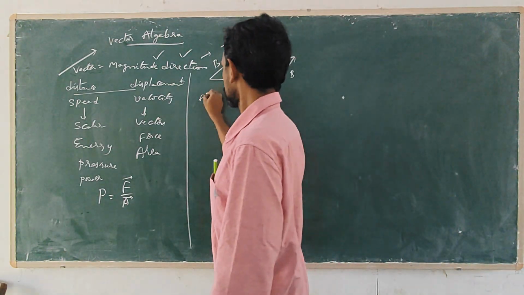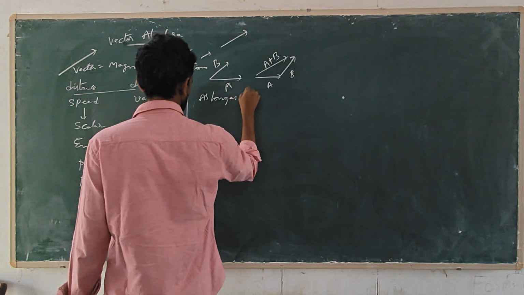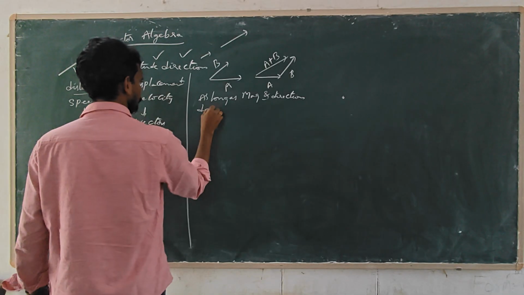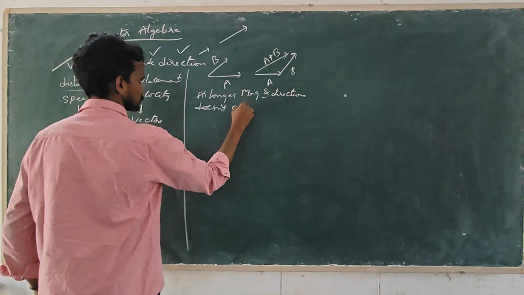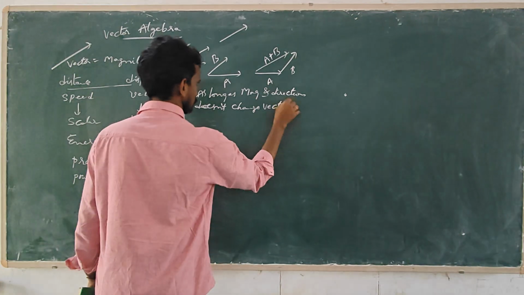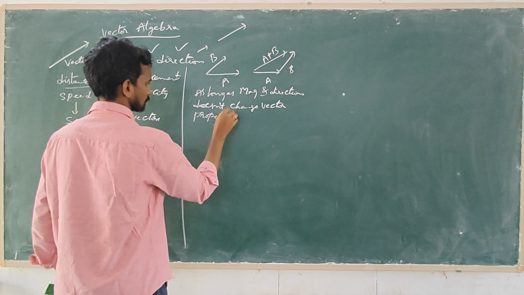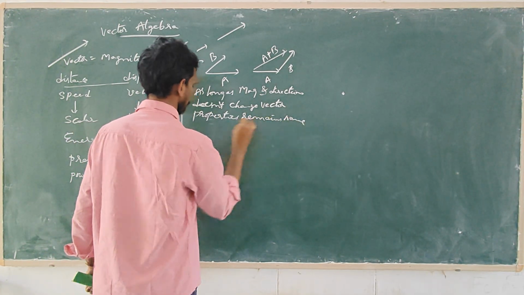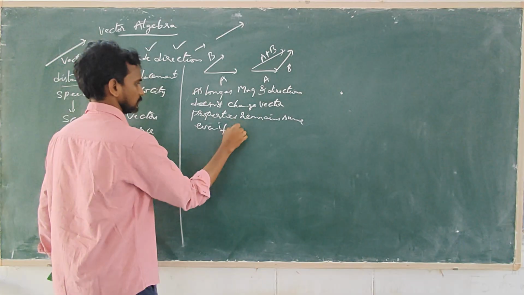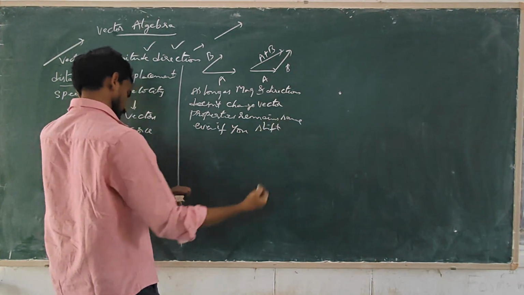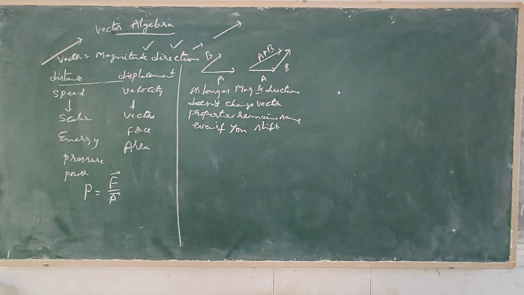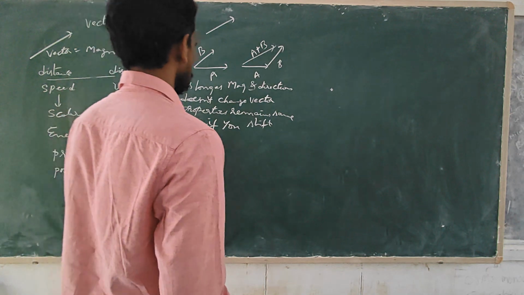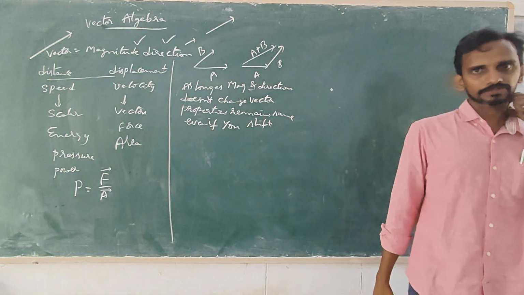Okay. What is the rule? As long as magnitude and direction do not change, vector properties remain the same, even if you shift. So even if you shift, the vector properties do not change.